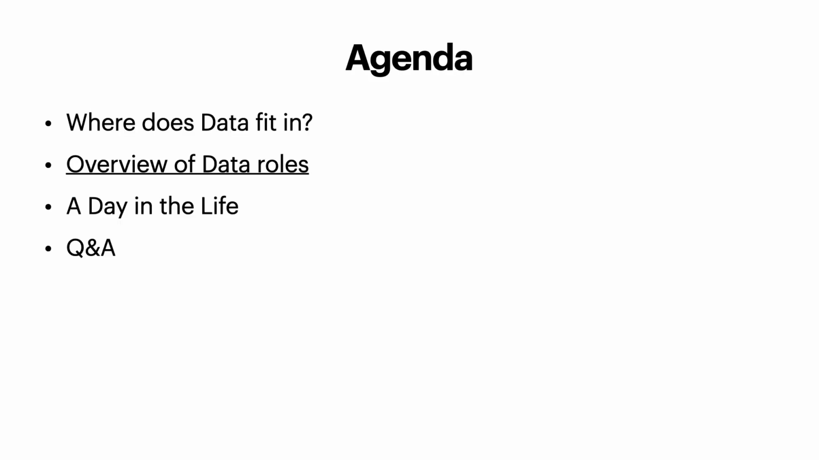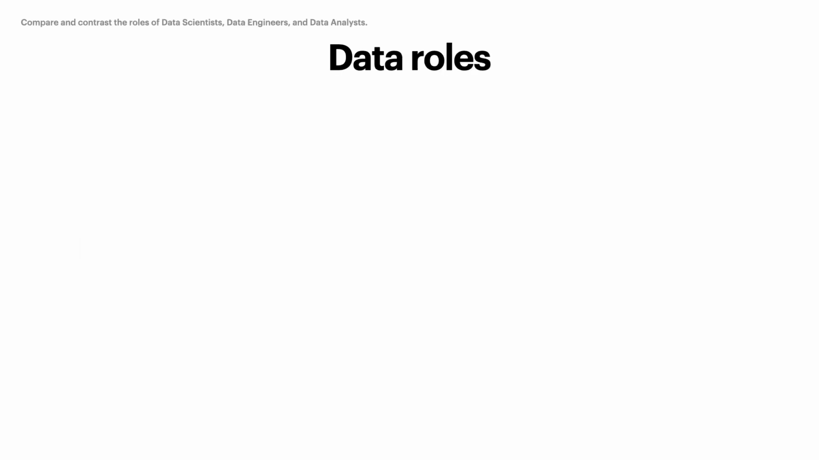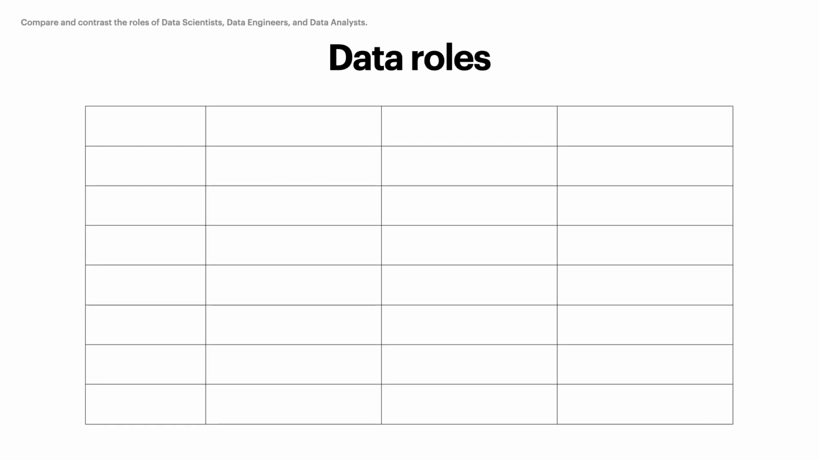Let's jump to the second part of this, which is looking at an overview of the data roles. Now, there are three main data roles, and they each do different things, they each think about different things, they each value different things. We're going to go ahead and explain each of them. The three different roles are data science, which is summarized as DS, data engineering, which is sometimes summarized as DE, and data analysis, which is sometimes summarized as DA.